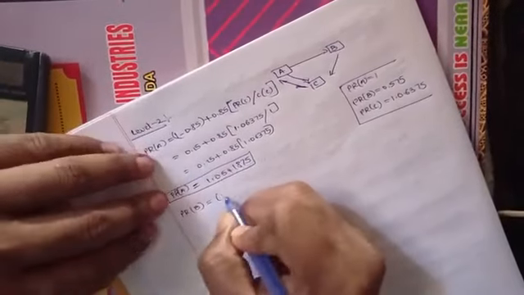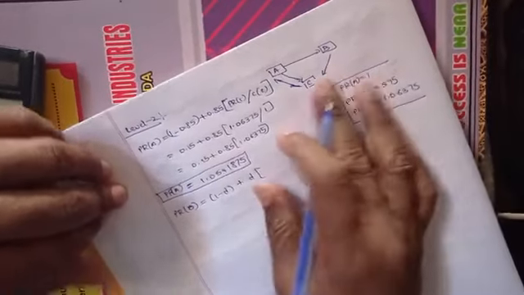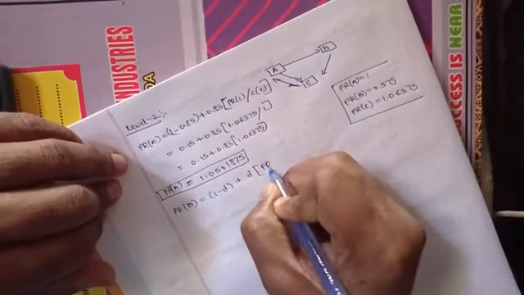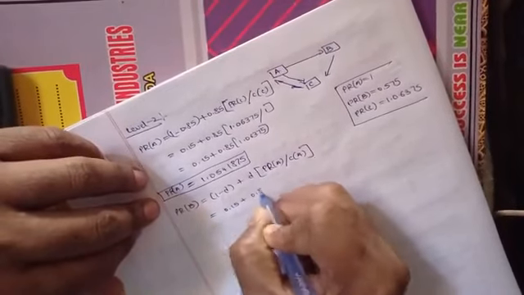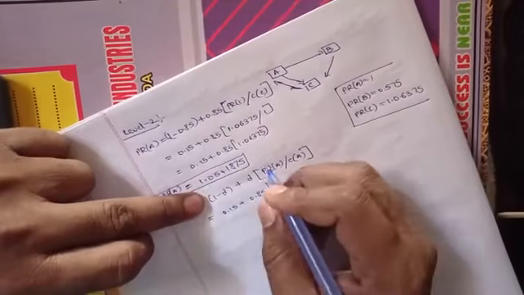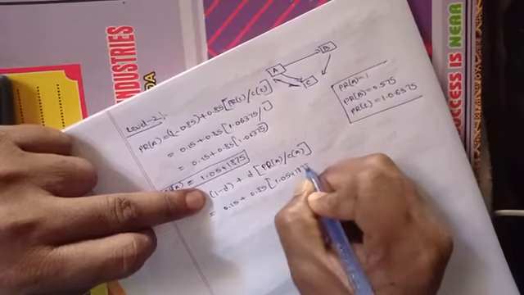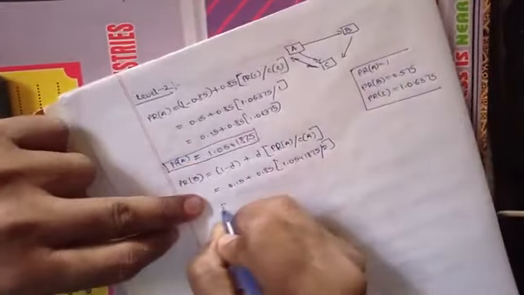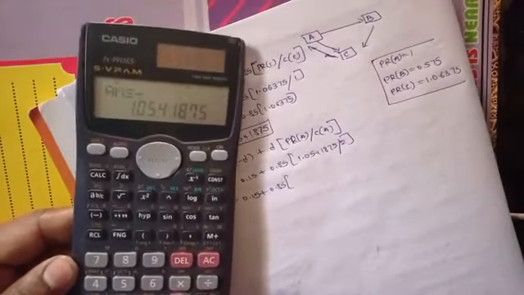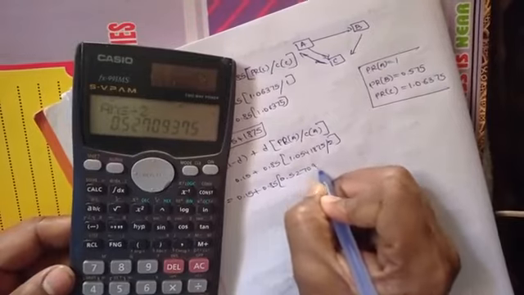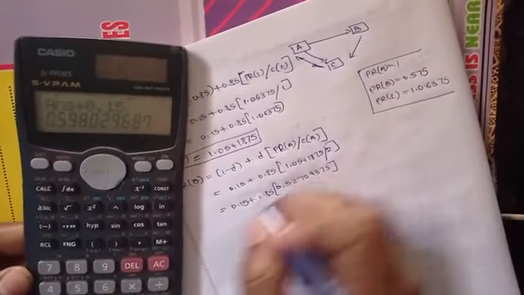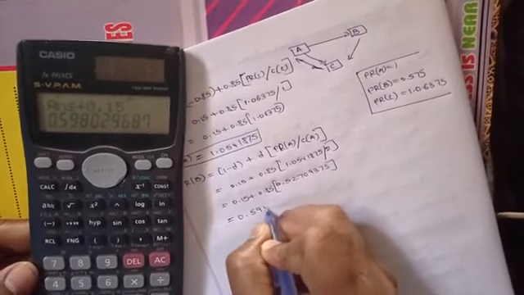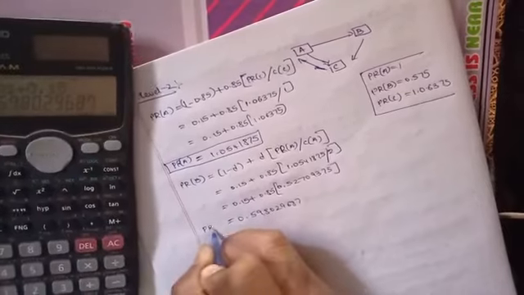Now let us find PageRank of B. PageRank of B is 1 minus D plus D of... for B the only incoming link is from A. So PR of A by C of A, that is 0.15 plus 0.85 of, I have written it directly, what is PR of A? We got 1.054185, by C of A, the number of outgoing edges, which is 2. Let us divide all this by 2, and we get 0.52709375, into 0.85 plus 0.15, which results to 0.59802967. So PageRank of B is that much.